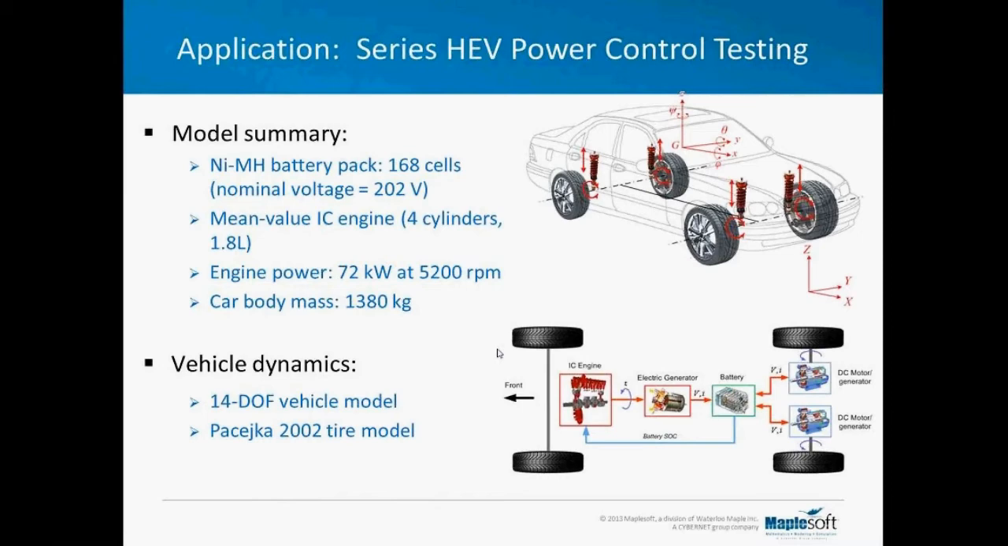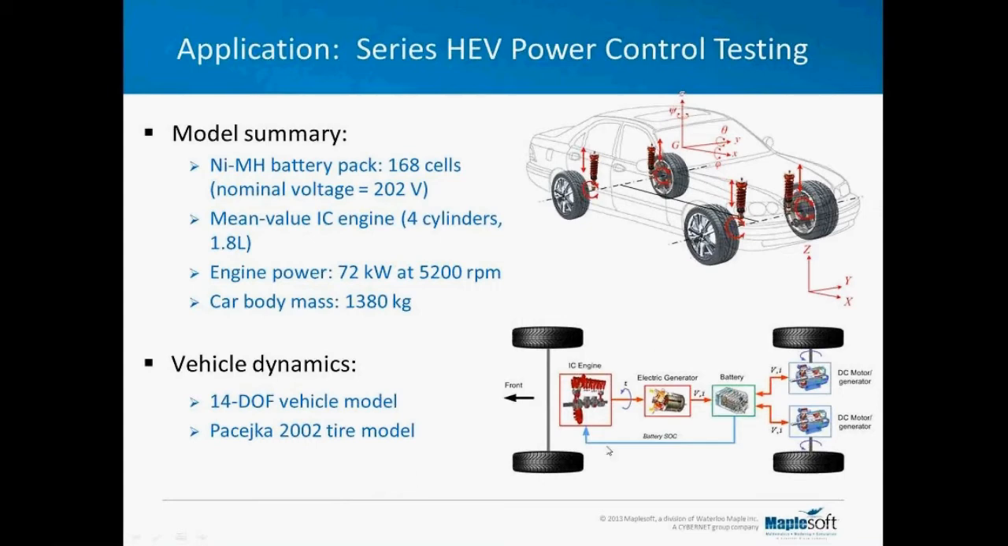Now, we could simply have a simple one-dimensional longitudinal model for this vehicle, but vehicles do corner and turn and change directions, and so on top of the powertrain and the tires, which have rolling resistance, we have a complete vehicle dynamics model. In this case, a 14-degree of freedom model. 6 degrees of freedom for the chassis, a degree of freedom for each of the suspensions, and wheel spin for each of the 4 tires. The tires themselves have been modeled using the Pacejka 2002 model.